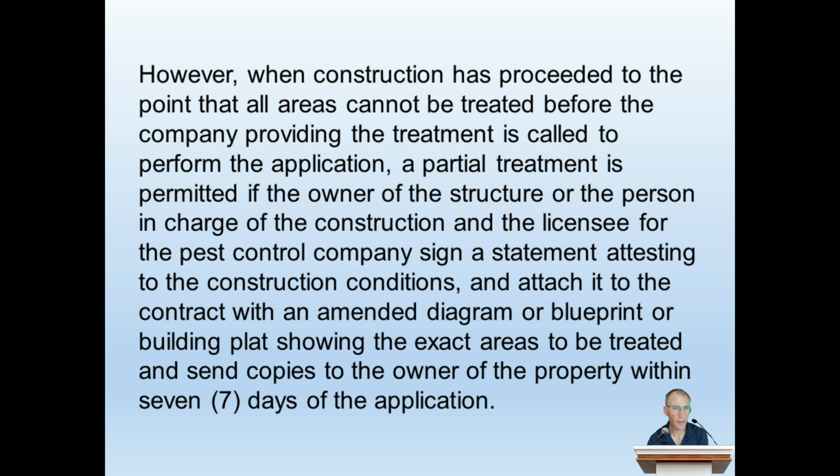However, when construction has proceeded to the point that all areas cannot be treated before the company providing the treatment is called to perform the application, a partial treatment is permitted if the owner of the structure or the person in charge of the construction and the licensee for the pest control company sign a statement attesting to construction conditions and attach it to the contract with an amended diagram or blueprint or building plat showing the exact areas to be treated, and send copies to the owner of the property within 7 days of application.